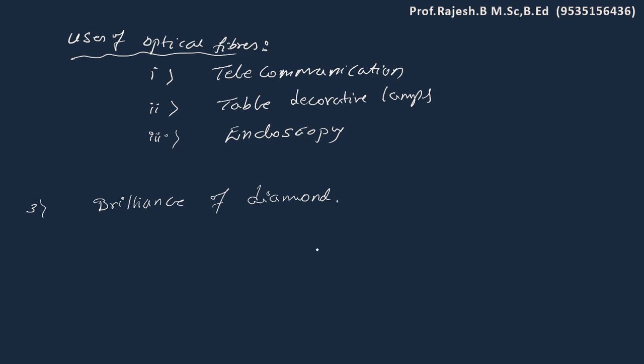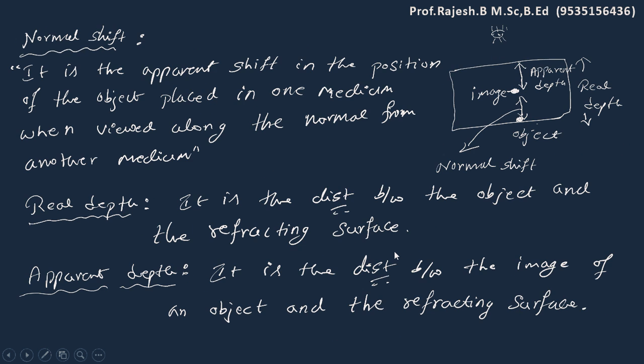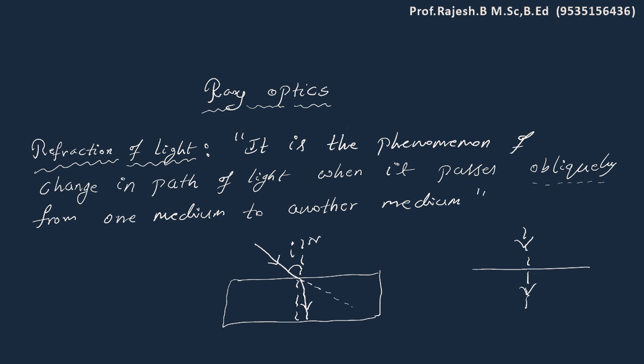I'll show from the beginning once again. Ray optics means it is a branch of physics which deals with the study of light. We also call it geometrical optics. In this, first is refraction, the bending of light when it travels from one medium to another medium.